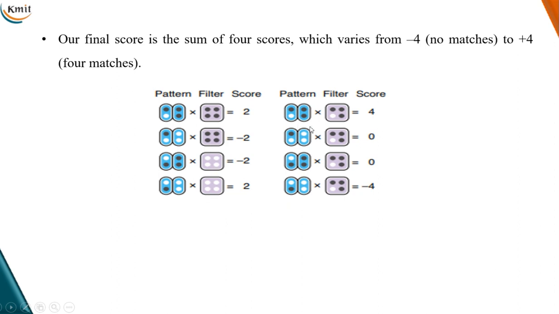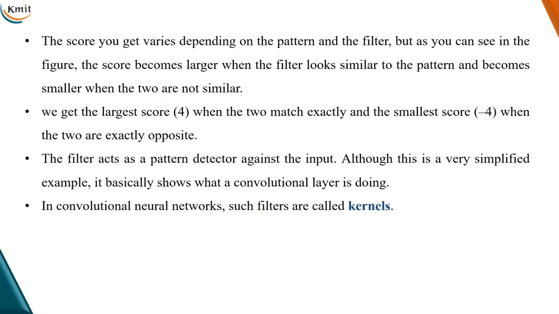Now when you look into the right hand side of the figure, I am applying the filter which exactly matches the pattern. So my score is 4. When you take exactly the opposite, the filter opposite of the pattern, we get the score as -4. So the score varies from -4 to +4. That is the sum of 4 scores. Now the score you get may vary depending on the pattern and the filter.